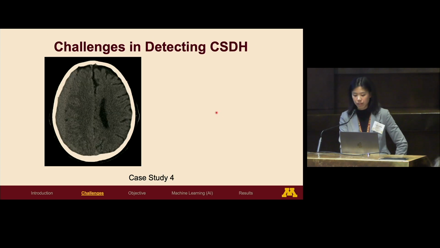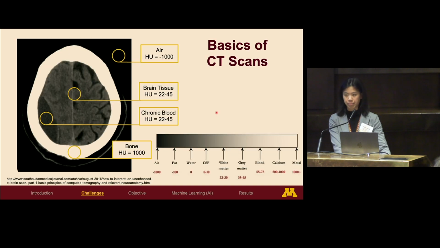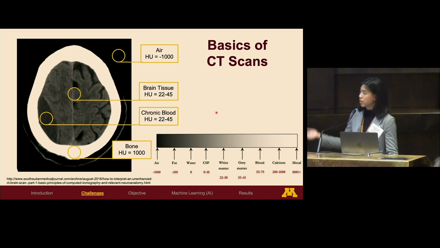One last case study. Where is the chronic hematoma again? I have circled this one out too. And this chronic subdural hematoma looks so much like the brain tissue that it looks camouflaged, especially for computerized segmentation algorithms. Here I would like to explain some of the CT scan fundamentals.